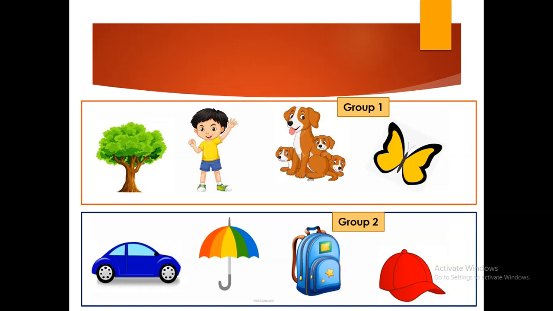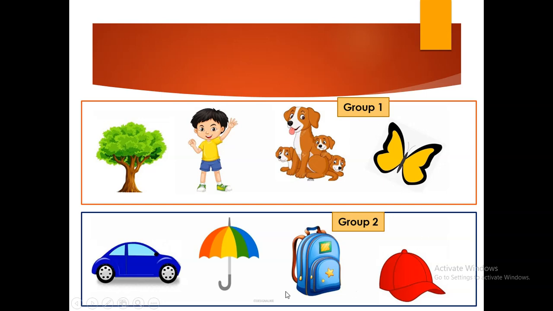Today we'll have our first lesson in the semester, so let's see what it is about. As you can see in this first slide, there are two groups, and I put things in each group. Let's see group 1. What do you see in group 1? A tree, a boy, a dog with its babies, and a butterfly. Now what about group 2? What do you see in group 2? A car, an umbrella, a bag, and a cap or a hat, right?